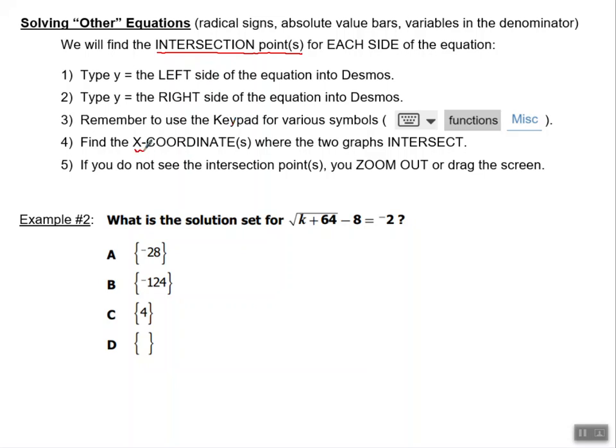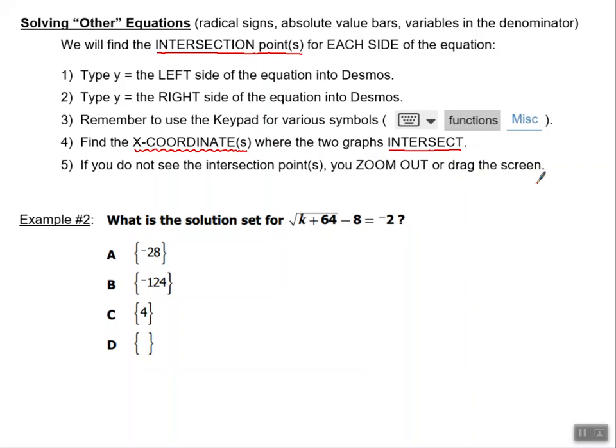We're going to look for the x coordinate. We're just looking for the x coordinate or coordinates where the two graphs intersect. If you do not see the intersection point, we're going to have to zoom out until we do, or we could drag the screen until we do. So let's look at our first example.